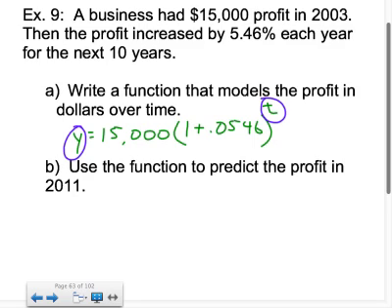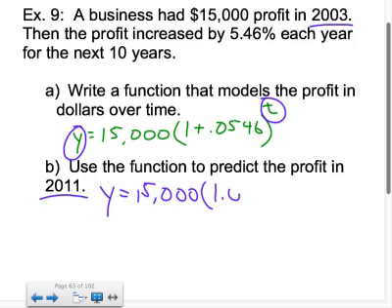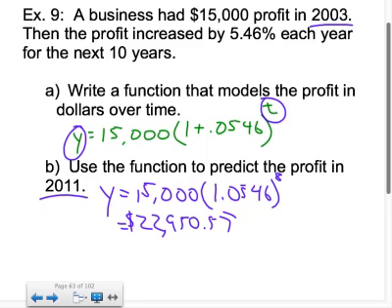And so part B says use the function to predict the profit in 2011. Well, we invested it in 2003, so from 2003 to 2011, that's 8 years. So that tells us take your function, and for time, we know we want to plug in 8 years. And so at that point, let's just plug it in. 15,000 times 1.0546 raised to the 8th power. And so you end up with $22,950.57.